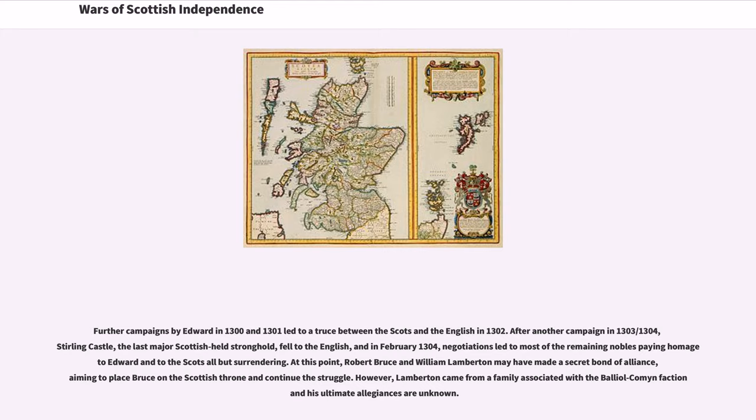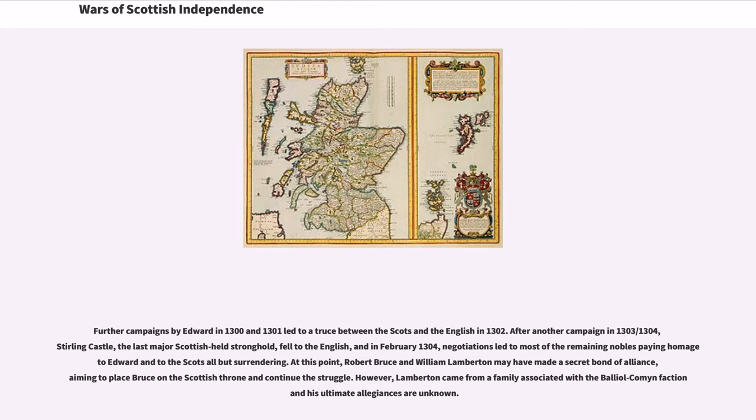After another campaign in 1303-1304, Stirling Castle, the last major Scottish-held stronghold, fell to the English, and in February 1304, negotiations led to most of the remaining nobles paying homage to Edward and to the Scots all but surrendering.